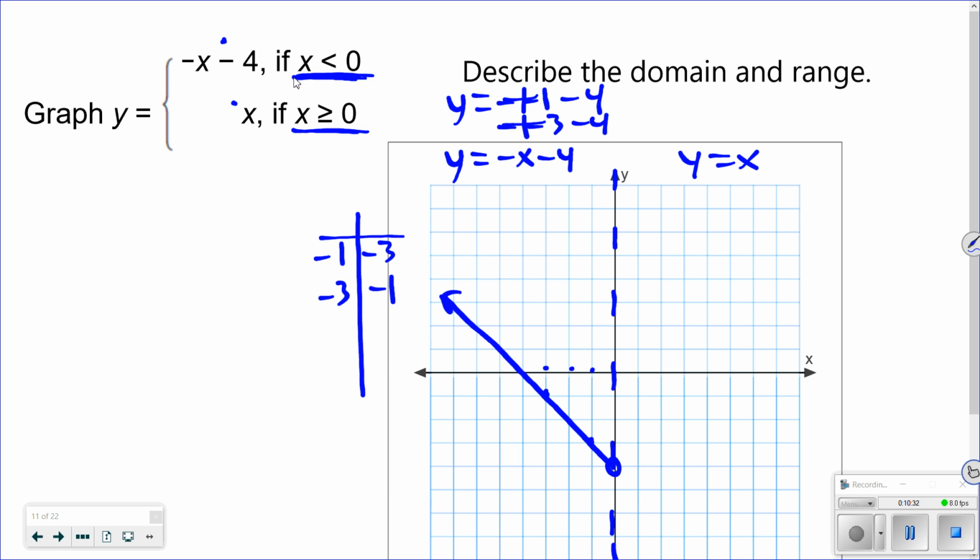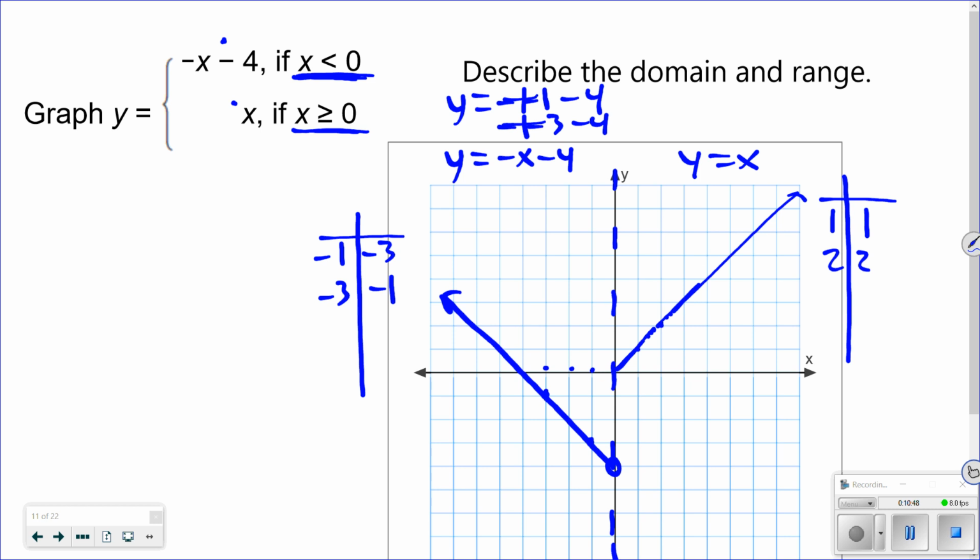Okay, now on the right side, I'm going to graph y equals x. So we're going to make a table. Again, plug in some numbers. Plug in 1, I get 1. That's a pretty easy one, right? If I plug in 2, I get 2. So here you got 1, 1, 2, 2. So it's going up that direction.